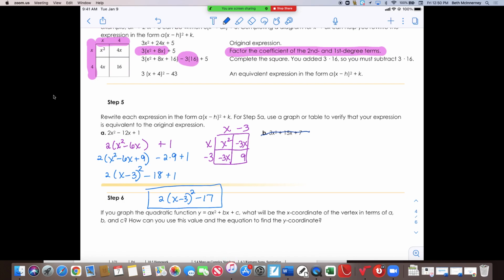So this is coming up with vertex form from general form. That's what we've actually done. Angela?